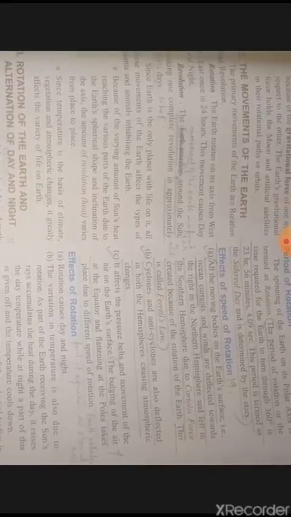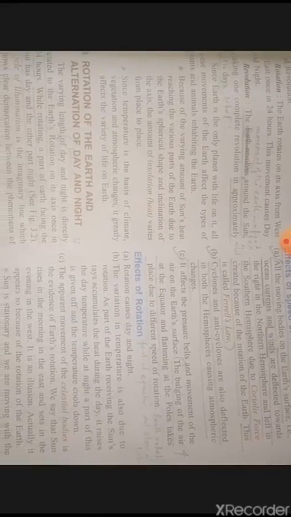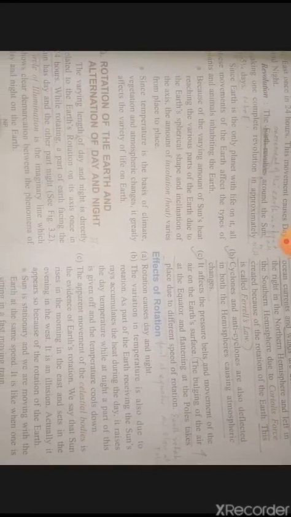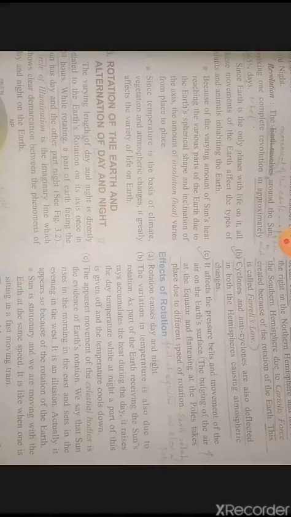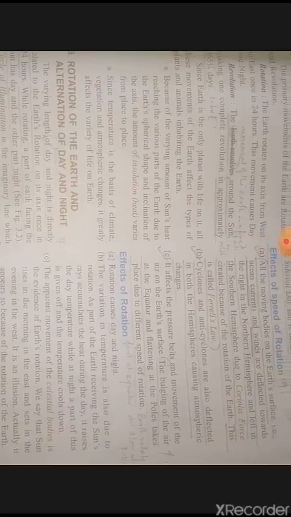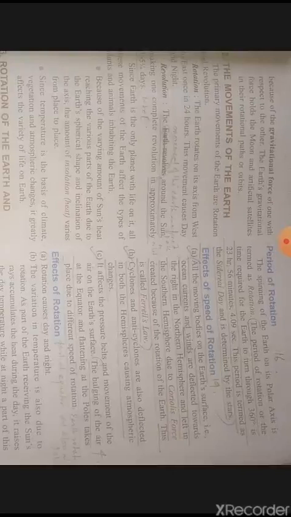The earth completes one spin from west to east on its axis in 24 hours. The actual period or time required by the Earth to rotate on its axis relative to the stars is almost 23 hours 56 minutes 4.09 seconds. This is termed as sidereal day and is almost 4 minutes shorter than the solar day because of Earth's orbital motion. The speed of the movement at the equator is 1660 km per hour. The speed decreases towards the poles.